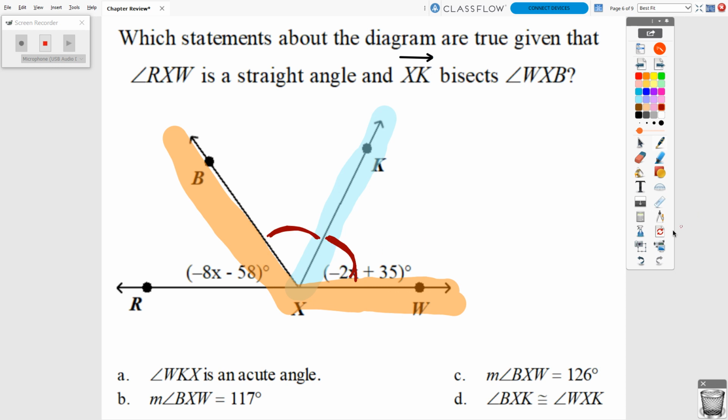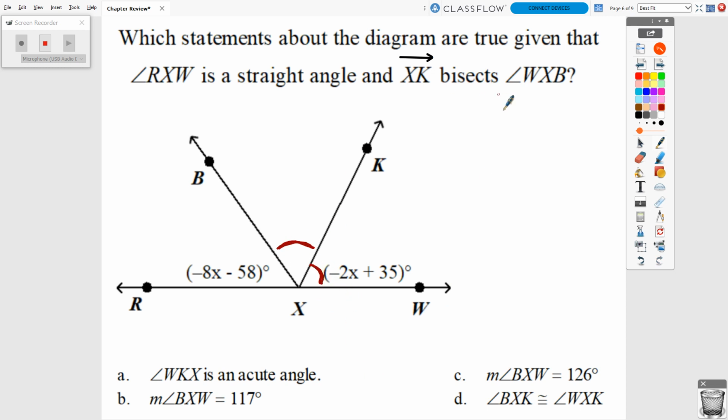All right? Okay, so let me get rid of all that. Let me go back and put my angle markings here. So we knew that angle and that angle should be the same because of that angle bisection. Okay, so which of these statements are true? And I will tell you that there may be more than one correct answer for this one. So if we just look at A, angle WKX.